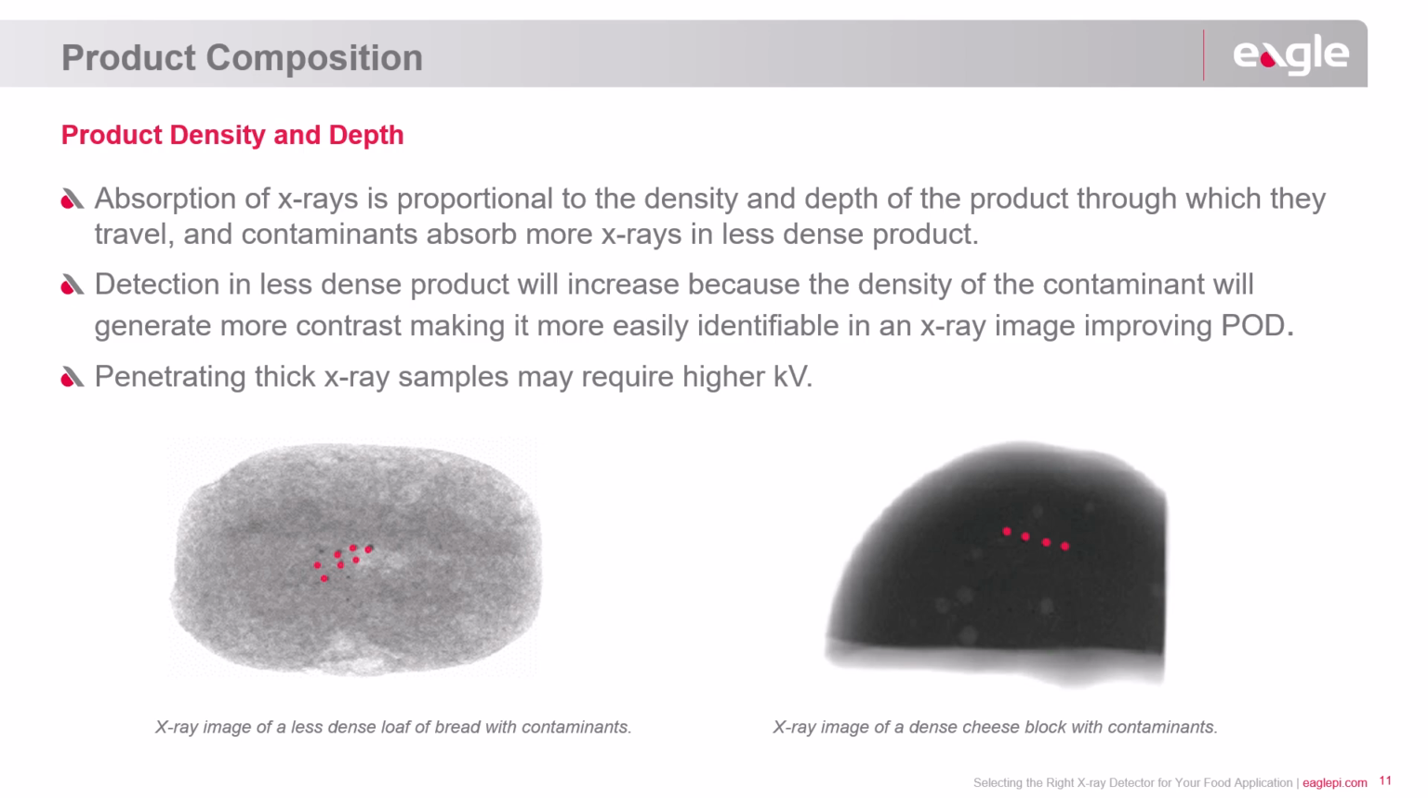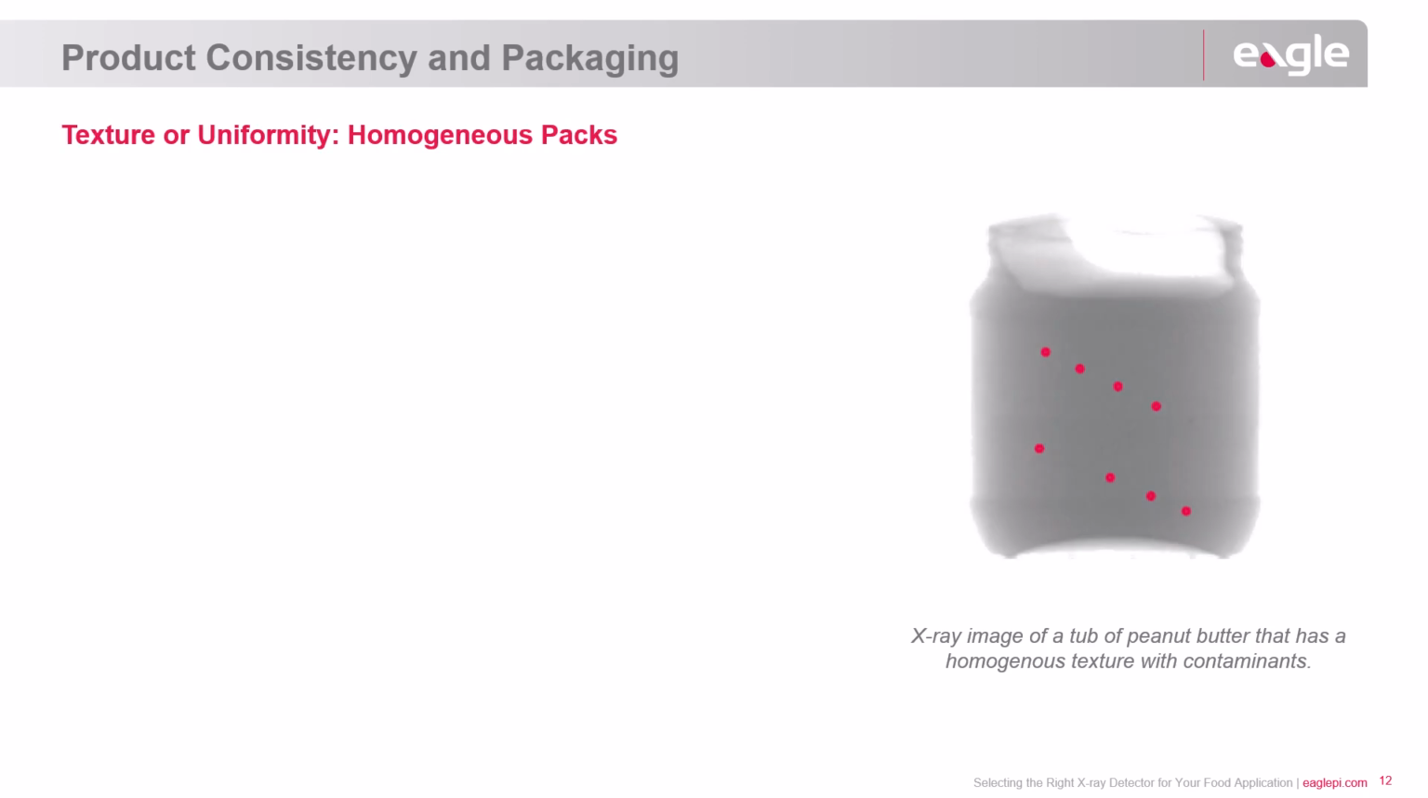This illustrates how variations in product density and thickness can significantly impact detection technology and the power requirements needed for effective inspection. As we mentioned earlier, understanding product composition is crucial when selecting X-ray technology.